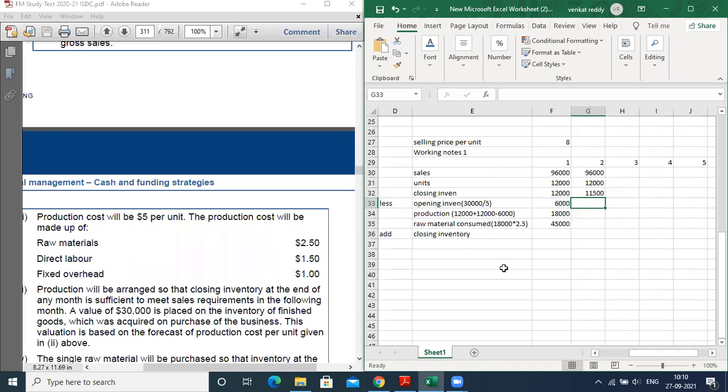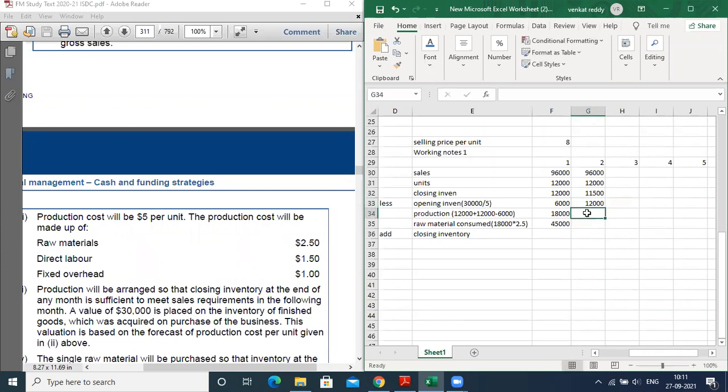So this will be the closing inventory. Now what will be the opening inventory? Last month closing will be the opening for the current month, right? So whatever the closing inventory was for the last month, just see this. The first month closing inventory is 12,000. Now that will be the opening inventory for the second month. Is that clear?